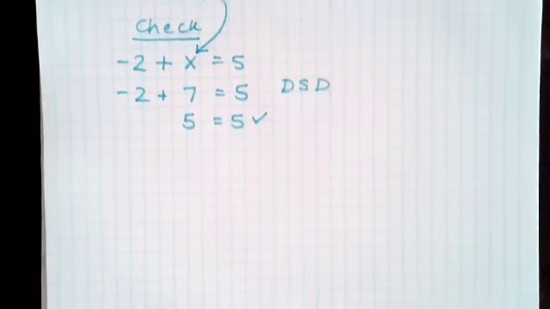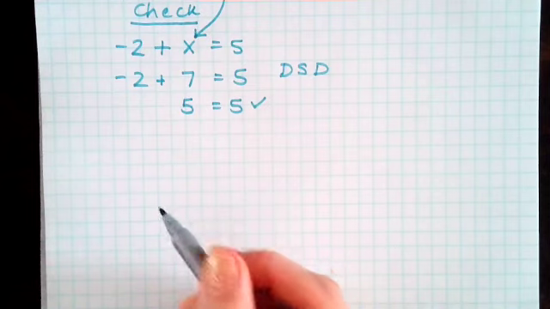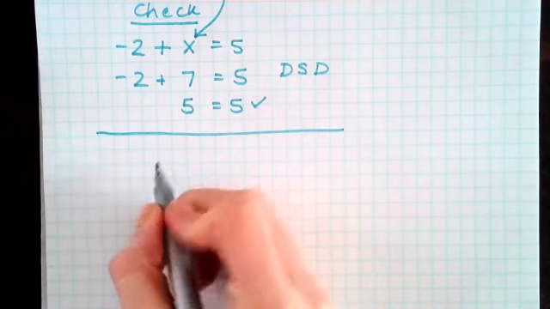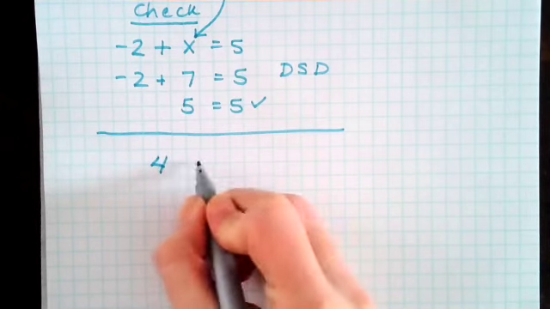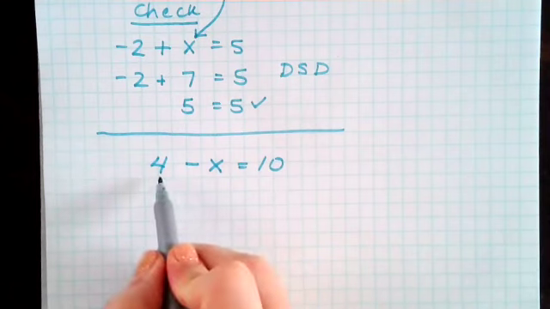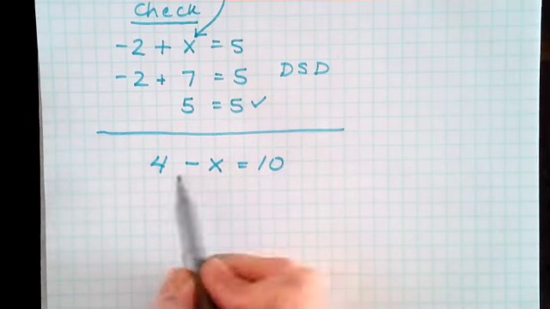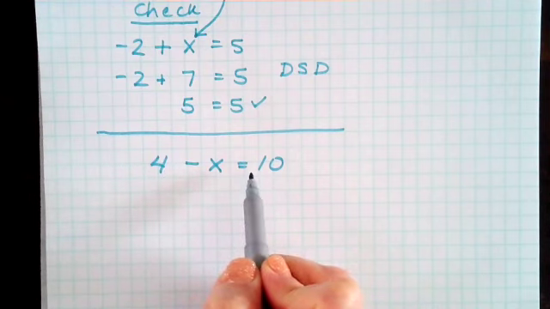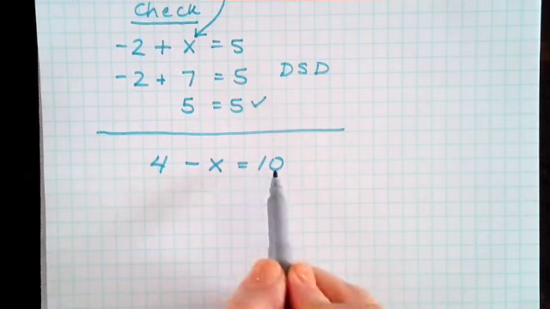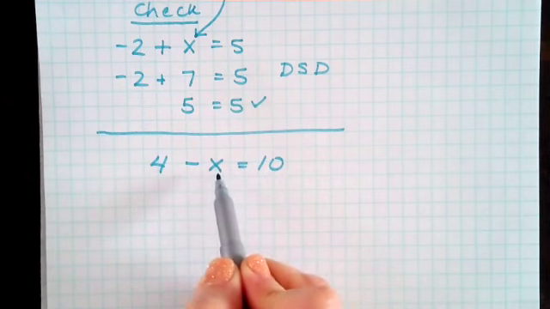Next, I'm going to show you a tricky one that's technically a 2-step equation, but I think you can handle it. So imagine you see an equation like this. 4 minus x equals 10. So 4 minus some number is going to give me 10. Well, that's weird because 4 is smaller than 10. So how could I subtract a value from 4 and get a bigger number? Well, that tells me that this value might be negative.